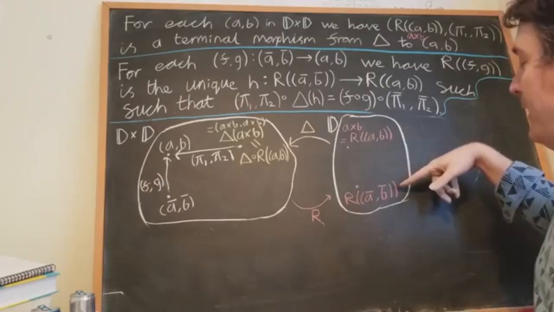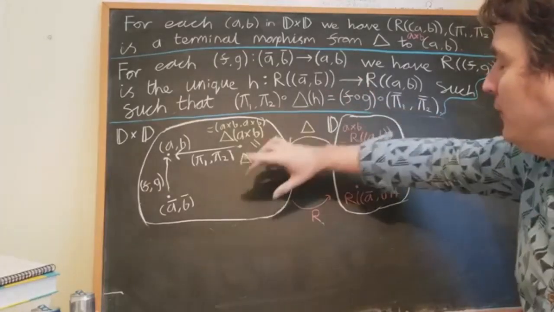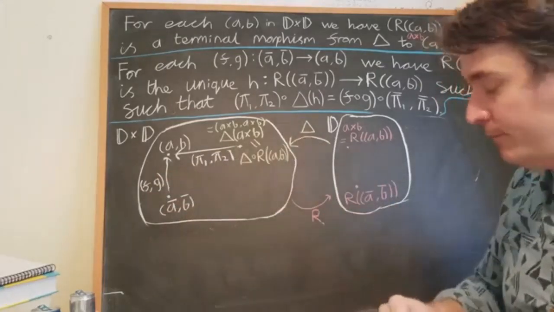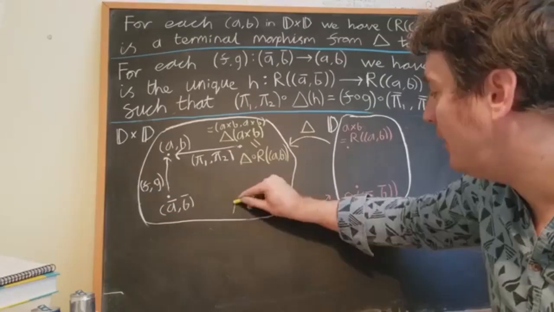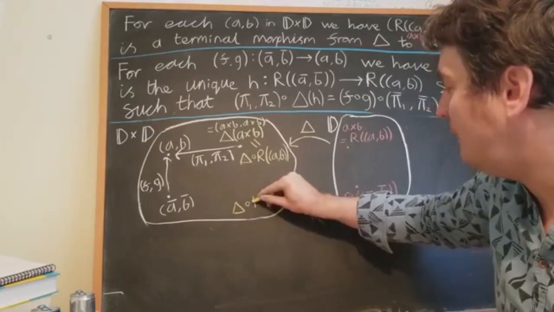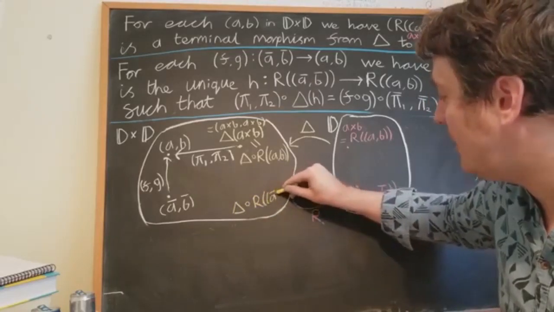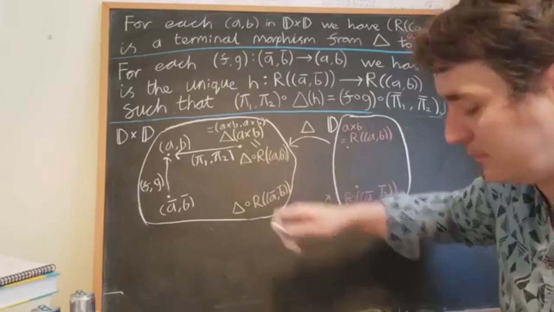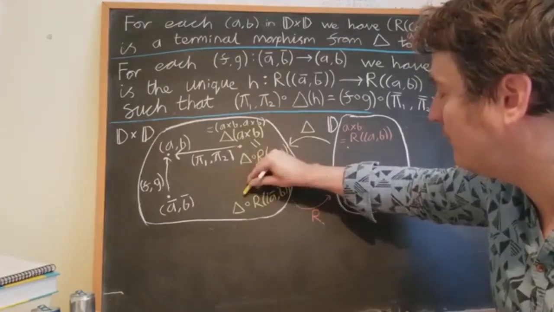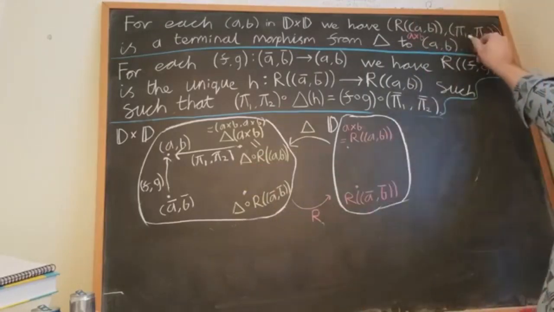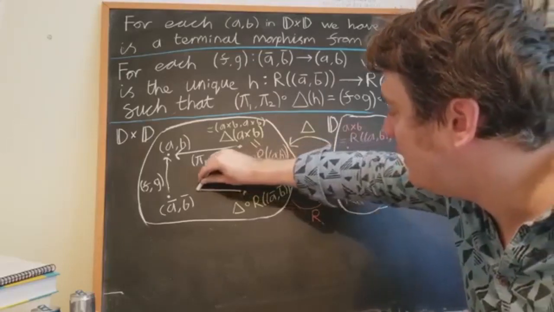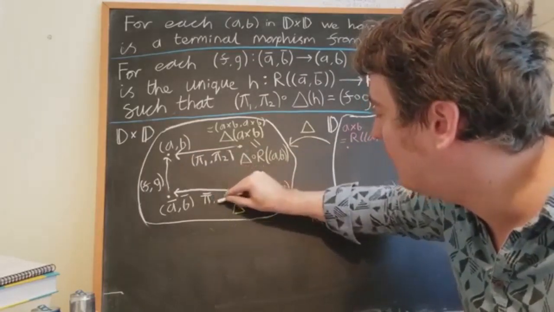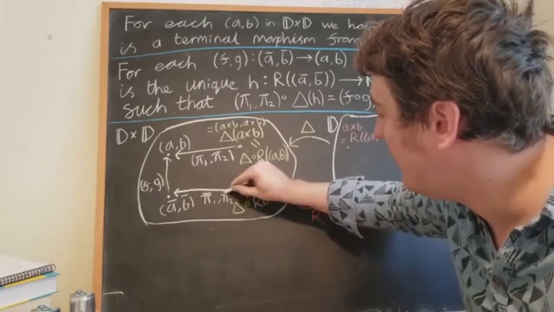So we're going to have this object over here, and it has the feature that if we lift it under this delta functor here, then there's an arrow from where it lands into A bar, B bar. So it lands here. This is its image, delta after R of A bar, B bar. And then the other part of the universal morphism is going to be this arrow like this: pi 1 bar, pi 2 bar.